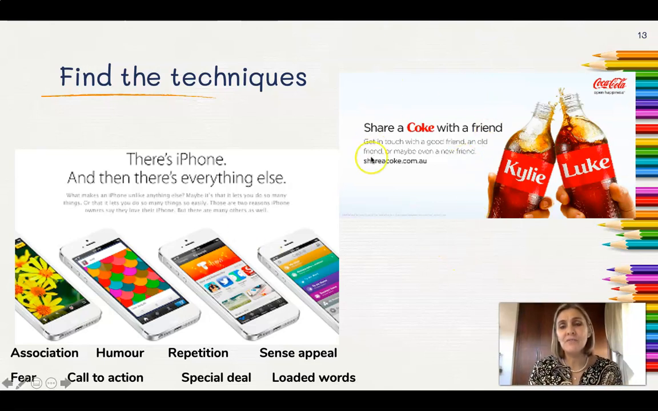Then share a Coke with a friend. I love this one. There's a bit of that association. It says get in touch with a good friend, an old friend, or maybe even a new friend. And so that sort of appeals to your nature of wanting to share something with somebody. Years back when they used these labels with your names, I think everybody wanted their name on a Coke bottle, and then to share it with a friend, you don't want to lose out. So there's also that fear of losing out, but also that association of sharing it with somebody that you care about.